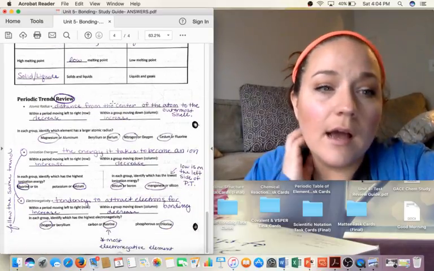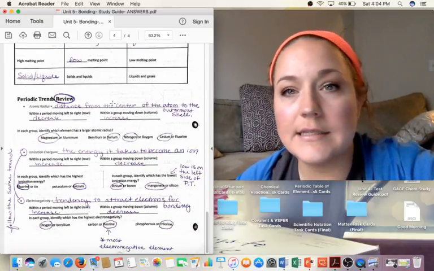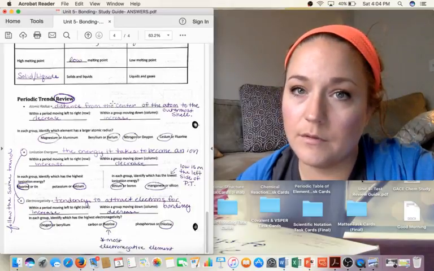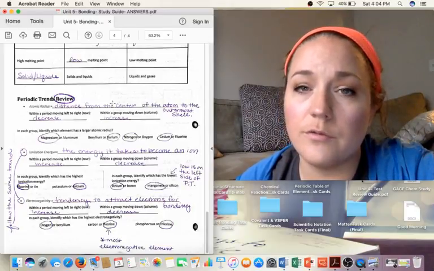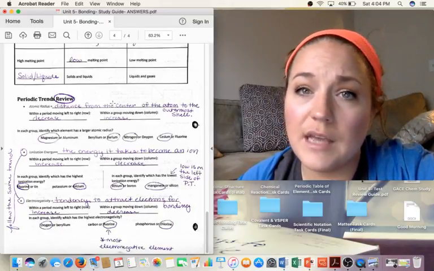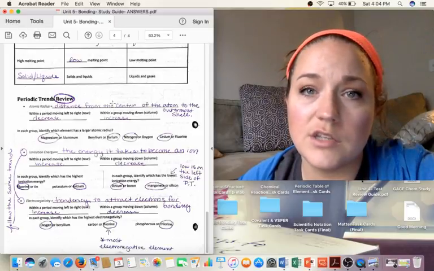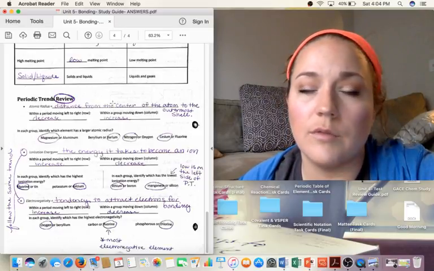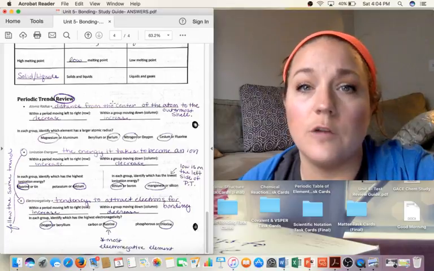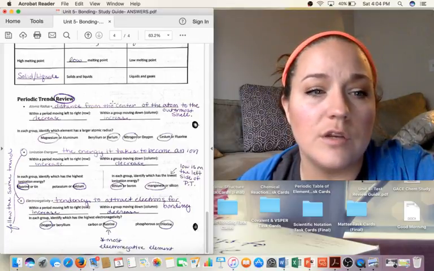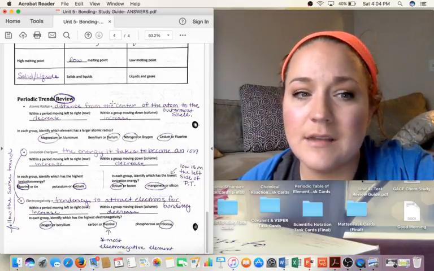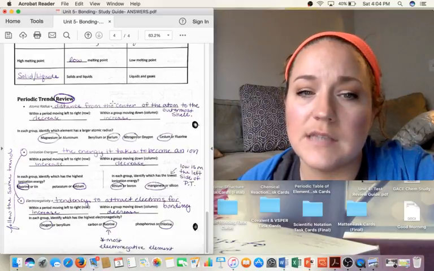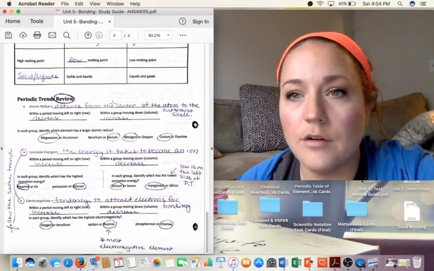All right, under this part right here is the periodic table review. The periodic table was our unit 4. You guys should be able to fill in this information and to know the different trends. The 3 major trends that I want you to definitely grasp and take away are going to be the atomic radius, which is the distance from the center of the atom to the outermost shell.